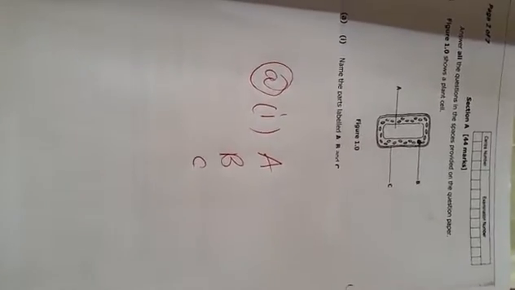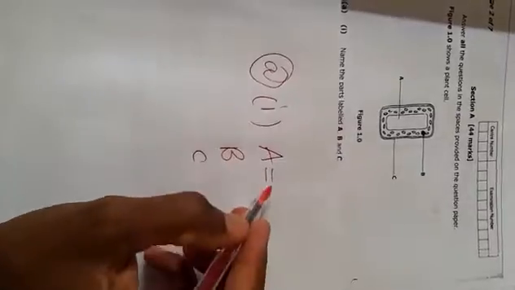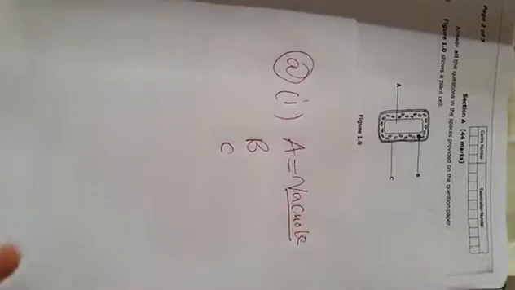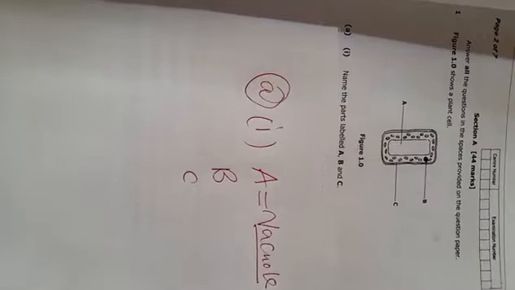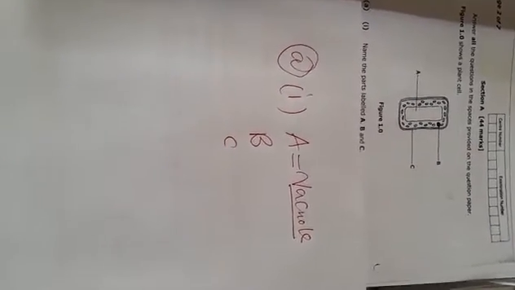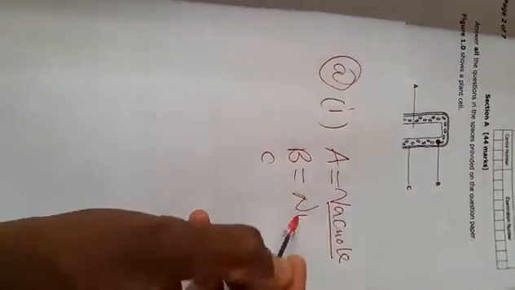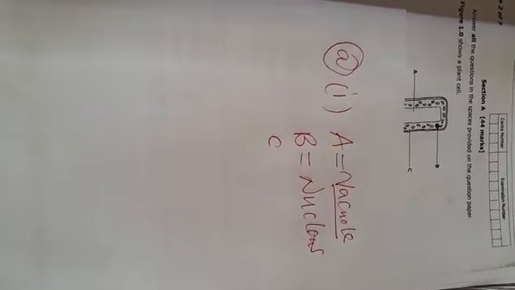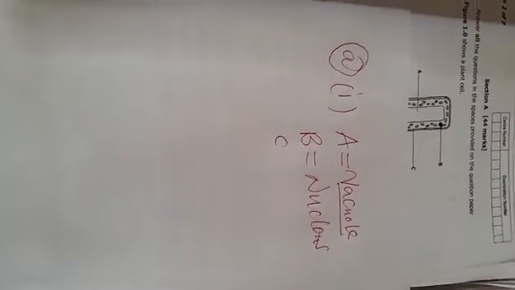Structure, or the part labeled A, is vacuole. Vacuole. This is the part of a cell which stores cell sap. Cell sap constituting sugar and salt solutions. So move on to B. B is the nucleus. Nucleus, which controls all cell activities and also stores genetic information.